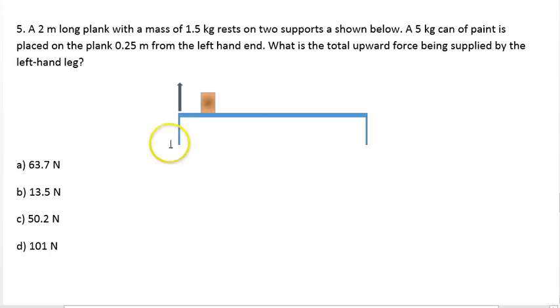Now we've got the plank. We've got a can of paint that's sitting on top of it. The can of paint is 5 kilograms and it's 0.25 meters from the left-hand end. So what's the total upward force being supplied by this leg on the left-hand side?